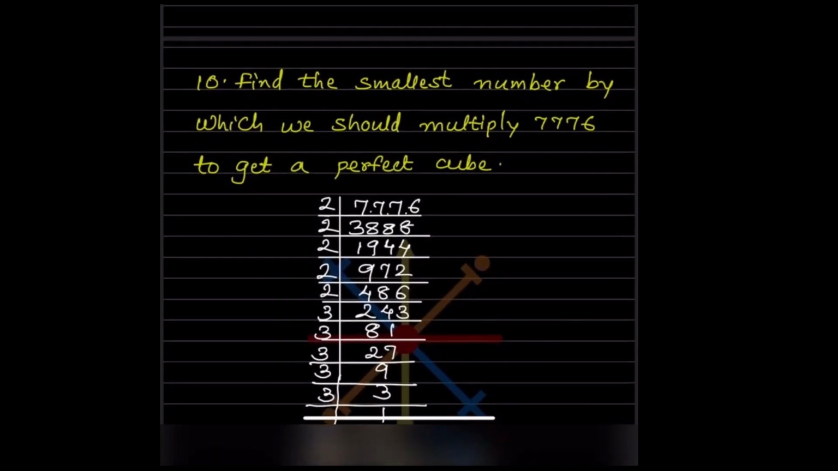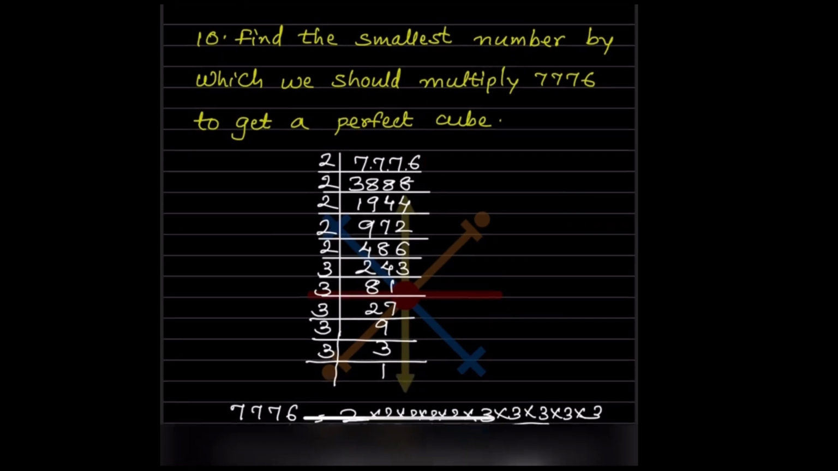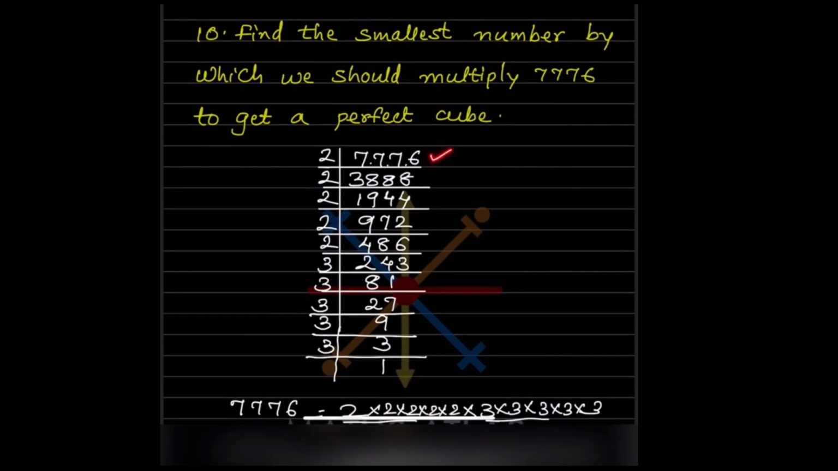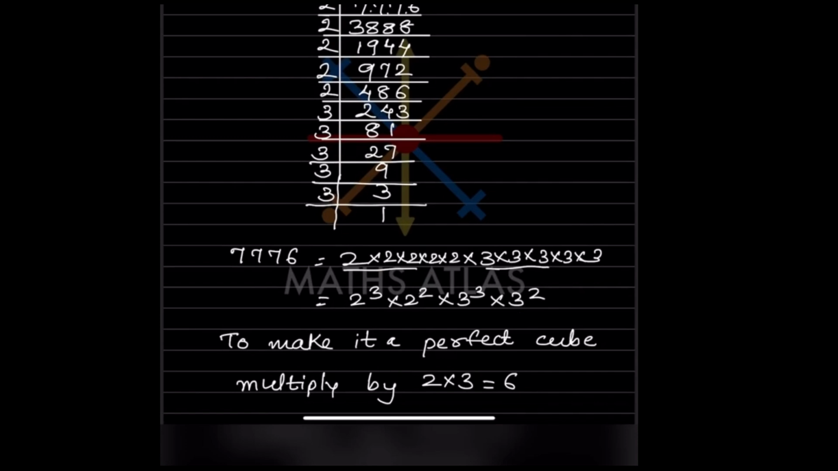Find the smallest number by which we should multiply 7776 to get a perfect cube. Now here, for such a type of problem, we have to do this with the help of the prime factorization method. So many times we have done it, so I'm not going to explain how to do the prime factorization. You can have a look at the previous ones. So now these are the factors. This is the same thing I have written over here. Then because it is a cube, we are going to group it into 3s.